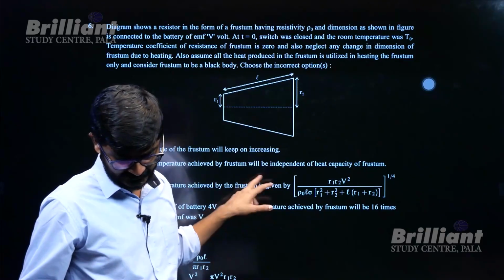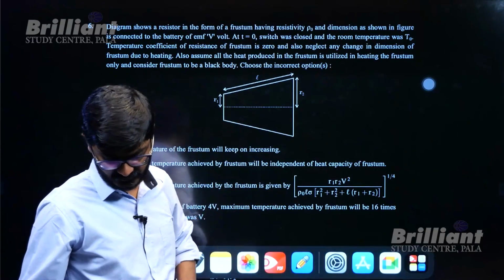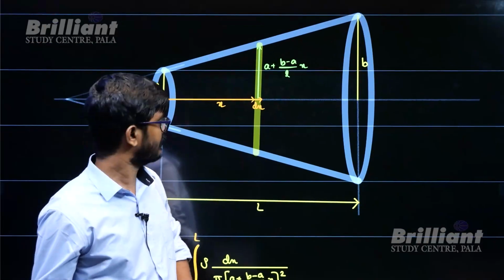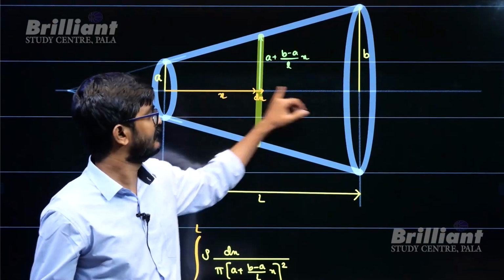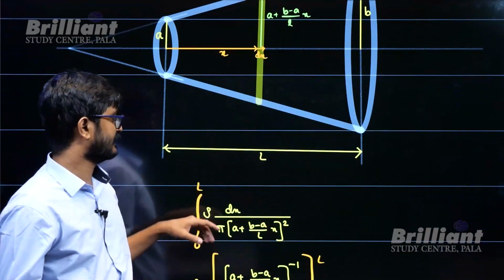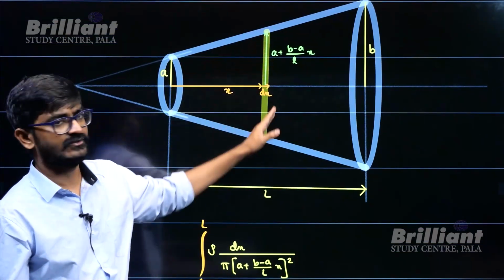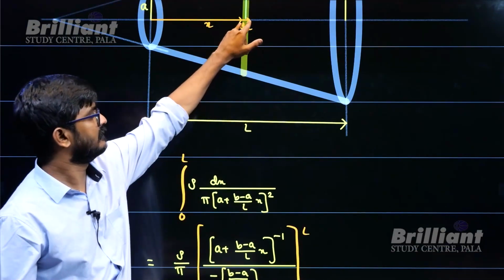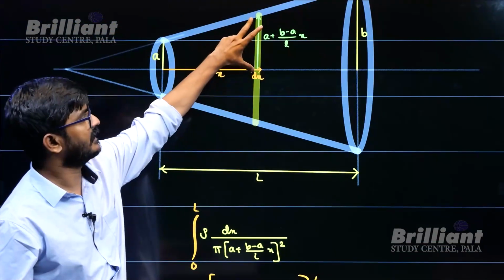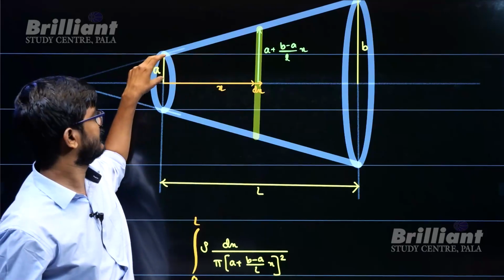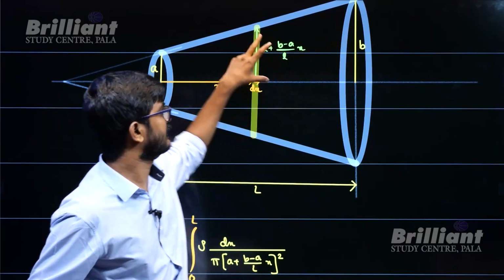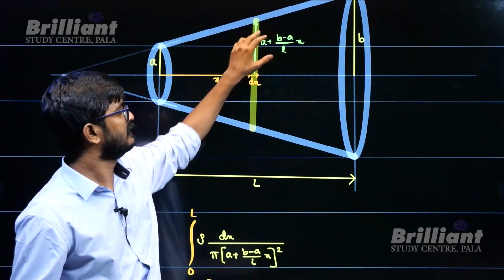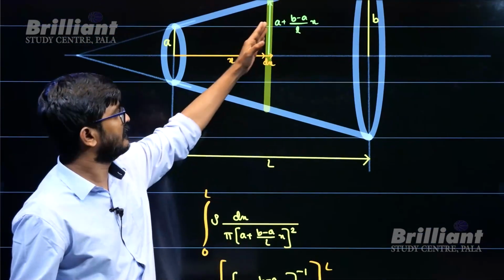We need to find what is the maximum temperature and what will happen if we make EMF 4. Before that, if there is a frustum whose length is L, then calculating its resistance: we take some element, calculate its resistance and integrate it. So rho into L by area, where area is pi into radius squared. If this radius is A and this radius is B, then the radius is linearly increasing. So that much you can manage. So the resistance of this element is going to be this much.